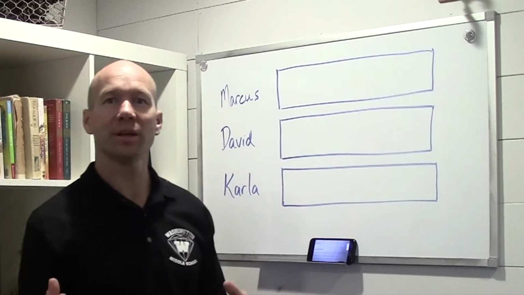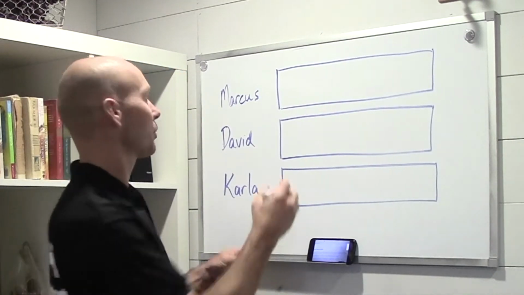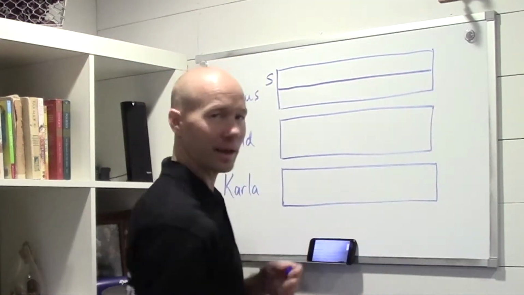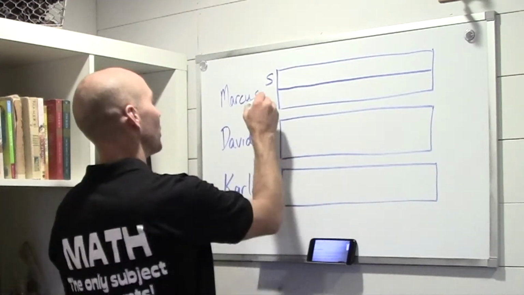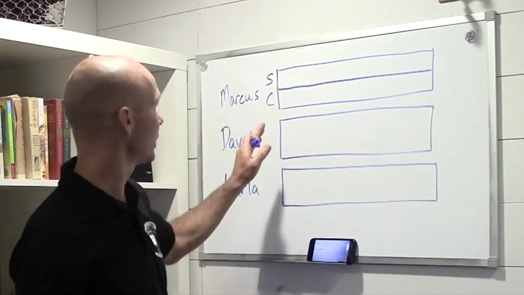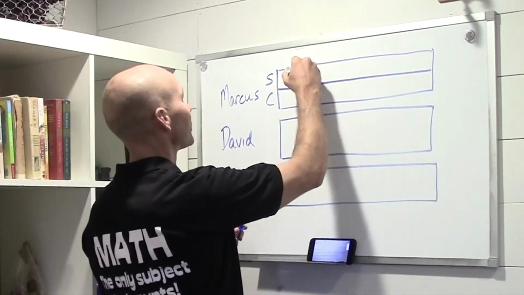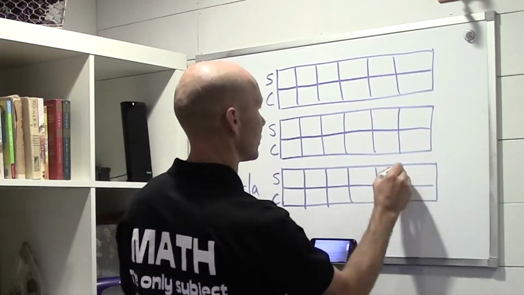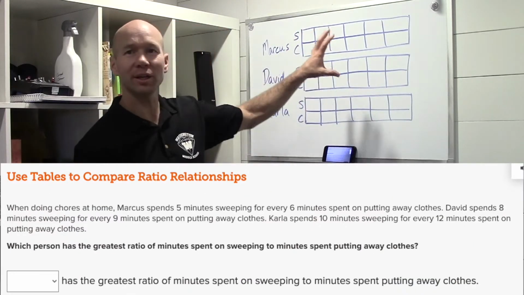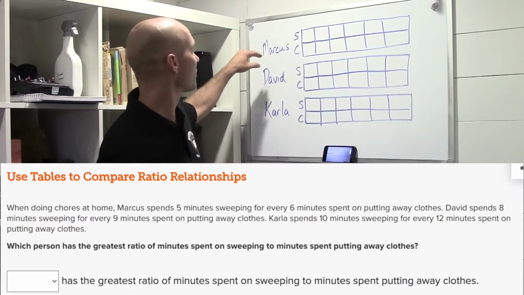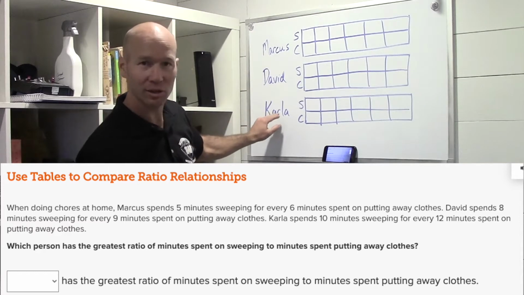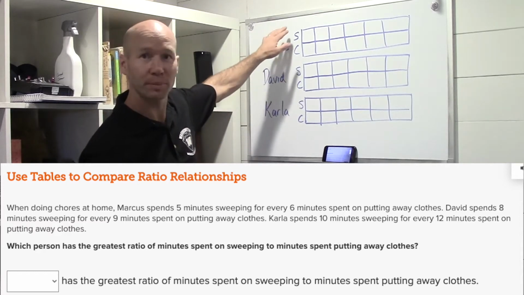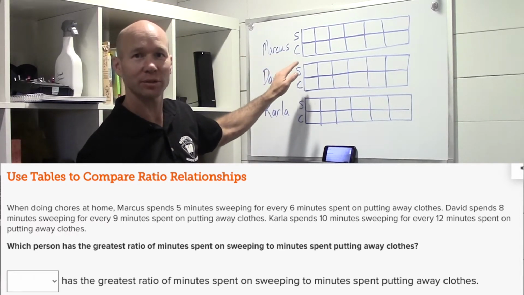And what are the 2 things that they're doing? Okay, they are sweeping and they are putting away clothes. So we're going to say S for sweeping and C for putting away clothes. Alright, so we have 3 ratio tables for Marcus, David, and Carla for sweeping and putting away clothes.